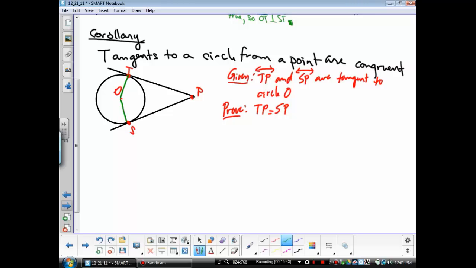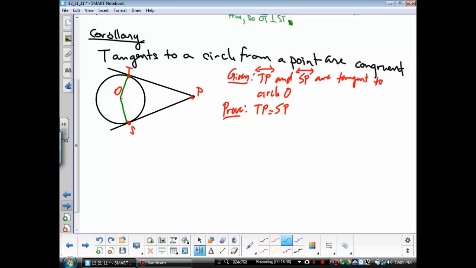What do I know happens by Theorem 9.1 when we draw a radius to a point of tangency? A line is tangent to a circle if and only if the line is perpendicular to the radius drawn to the point of tangency. Okay, so what do we know here in this diagram? What's perpendicular? You see why you need to pay attention besides just writing down the theorem?